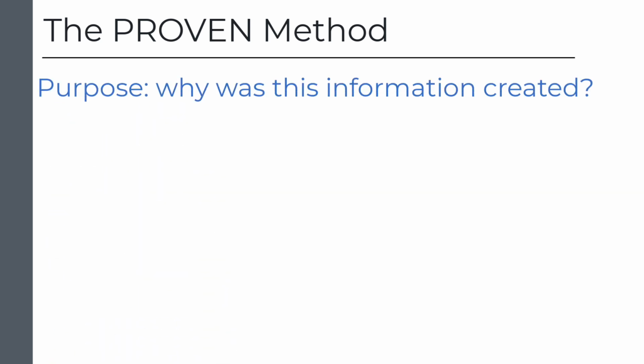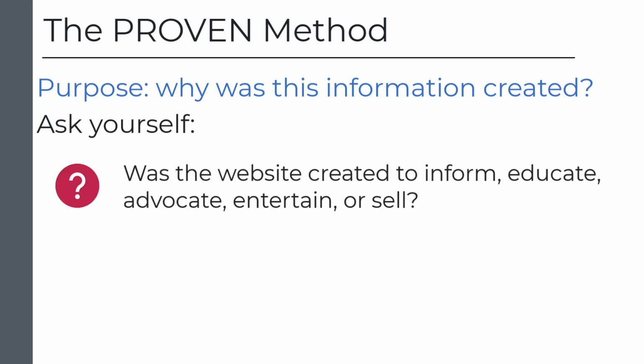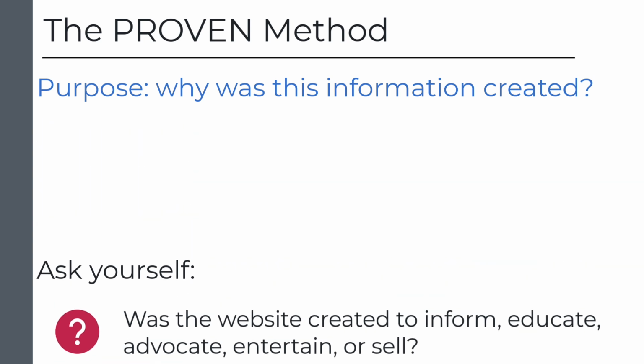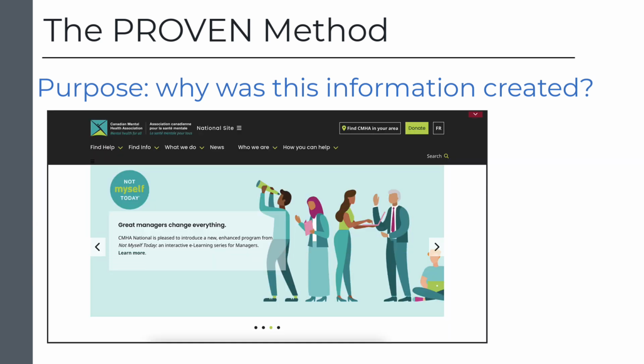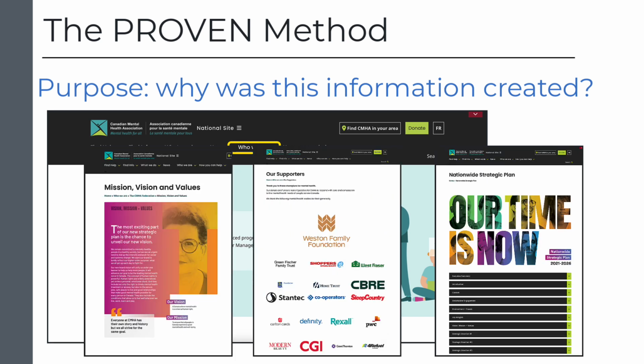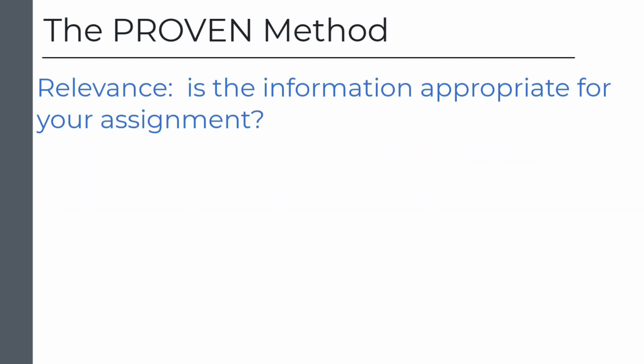Purpose. Start by considering the intention behind the content. Was the website created to inform, educate, advocate, entertain, or sell? Is the content neutral and informational, or is it promotional and persuasive in nature? Credible sources will typically make their intent clear. You can often learn more by reading the website's About section, where the publisher or organization outlines its mission, funding sources, and editorial goals.